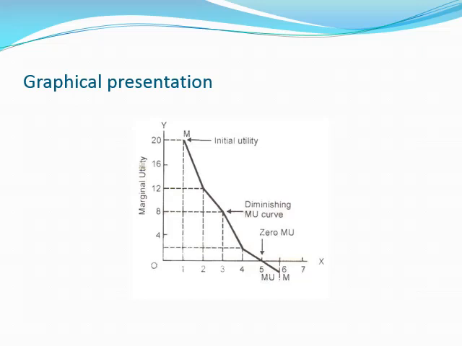This is a graphical presentation of the previous example. Initial utility equals 20, diminishing marginal utility curve, MU equals 0. Based on the diminishing nature of marginal utility, the curve of marginal utility is usually sloping down.